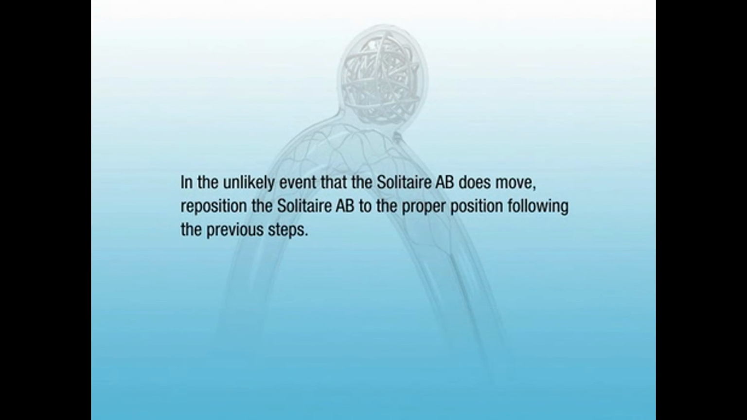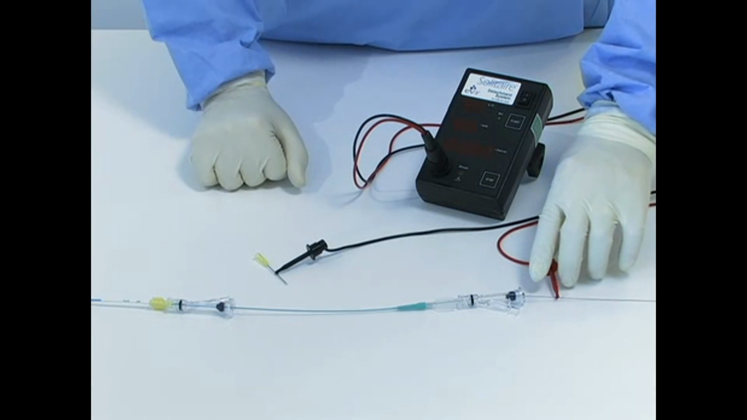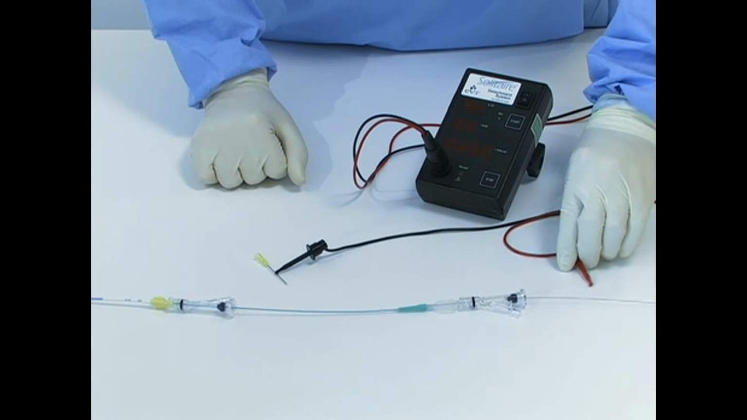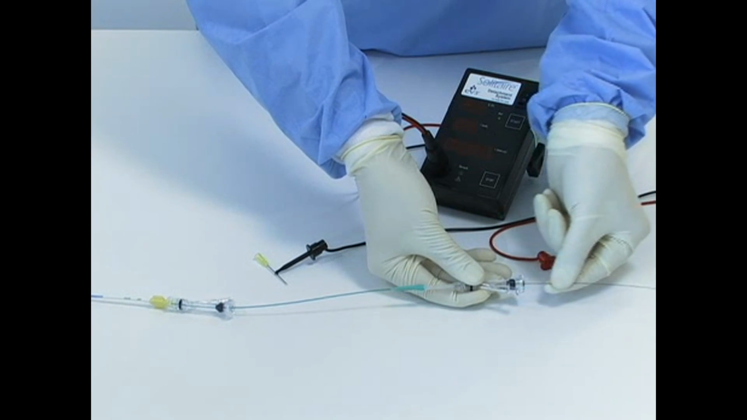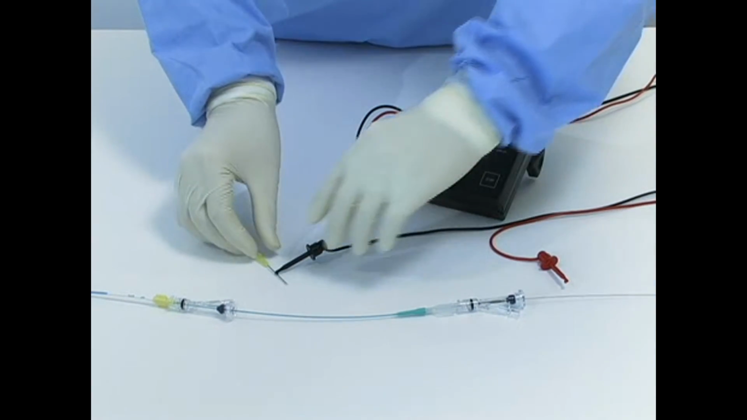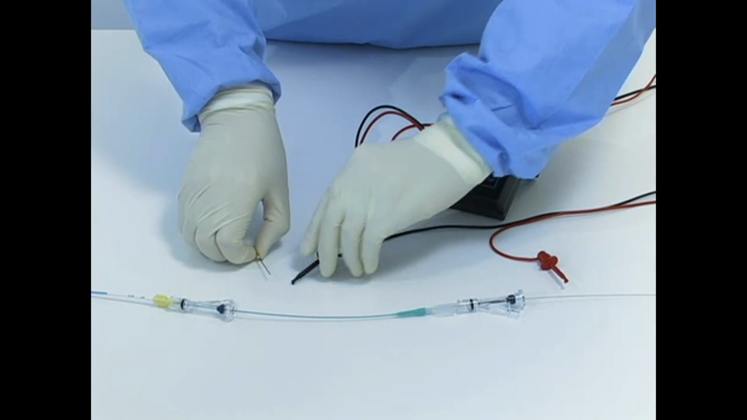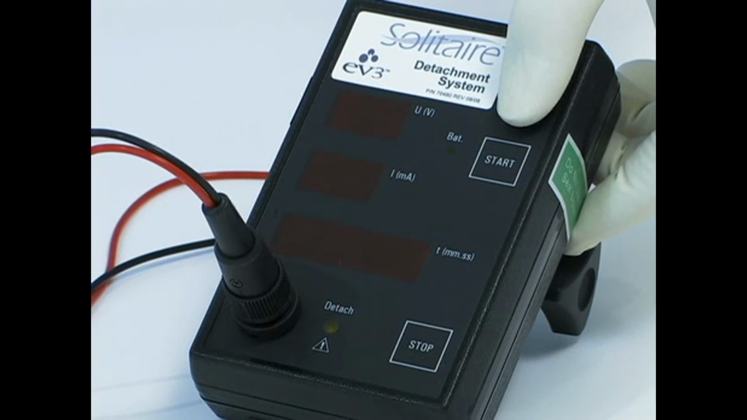In the unlikely event that the Solitaire AB does move, reposition the Solitaire AB to the proper position following the previous steps. Once the Solitaire AB detachment has been detected and fluoroscopically confirmed, disconnect the red cable from the push wire and slowly withdraw the push wire from the microcatheter. Switch the Solitaire detachment system to off.